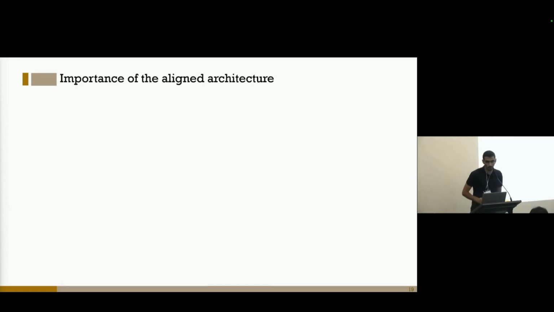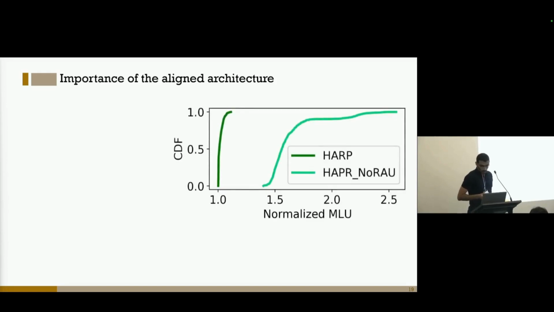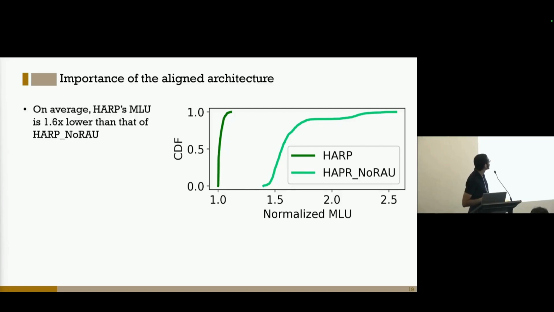Finally, we compare HARP to another version without the recurrent unit to showcase the importance of aligning neural architectures to the optimization algorithms. We see that HARP makes significant improvement due to the presence of the recurrent unit. In fact, on average, HARP's MLU is 1.6 times lower than that of HARP without a recurrent unit.